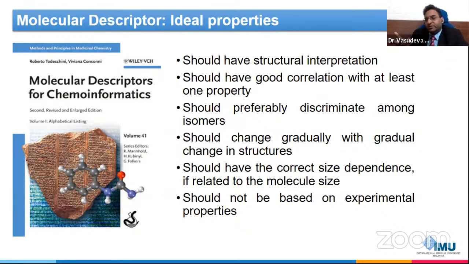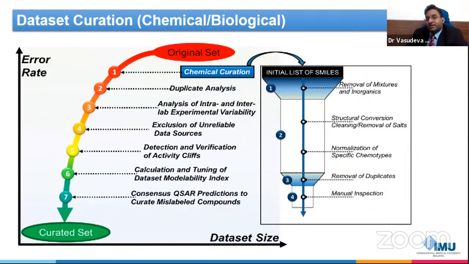So, keeping that point in view, it should change gradually with the gradual change in structures, and should have the correct size dependence related to molecular size. It should not be based on experimental data. Yes, of course. So, as I mentioned, data set curation.